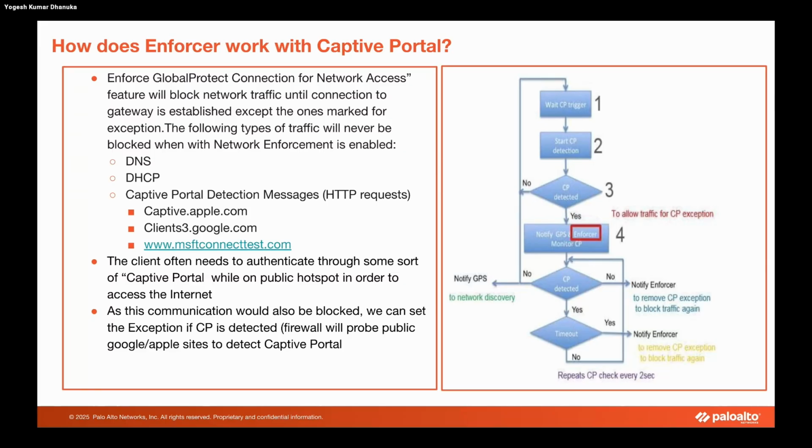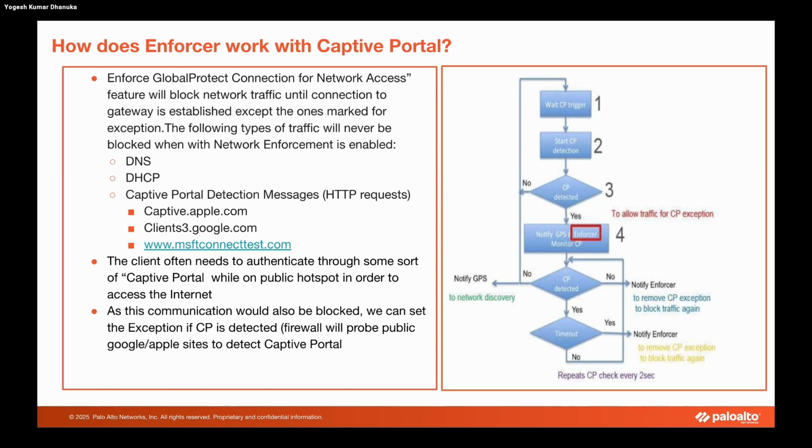So that allows you to connect to Wi-Fi, to do domain name resolution, to identify what the network requirements are. Then the GP will send by default an HTTP request to these three URLs: captive.apple.com, client3.google.com, and a Microsoft URL, msftconnecttest.com.